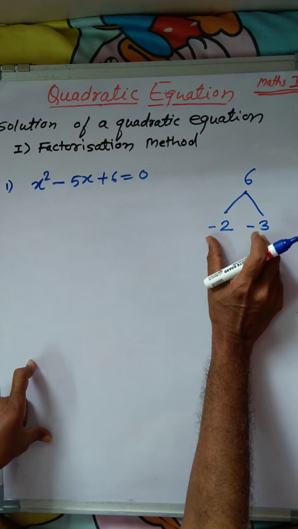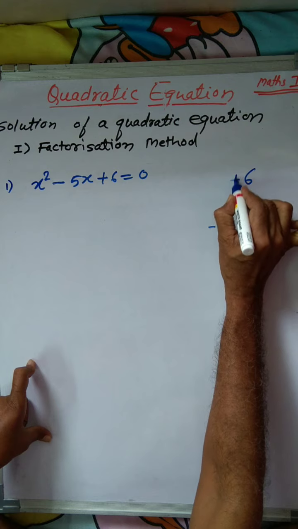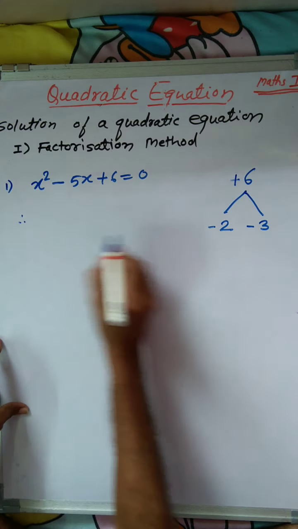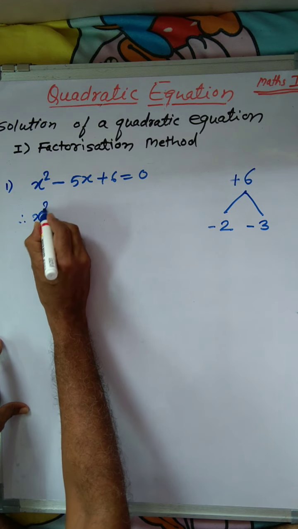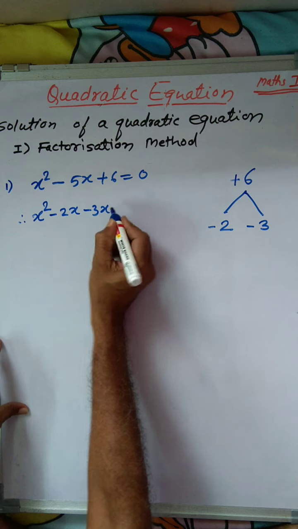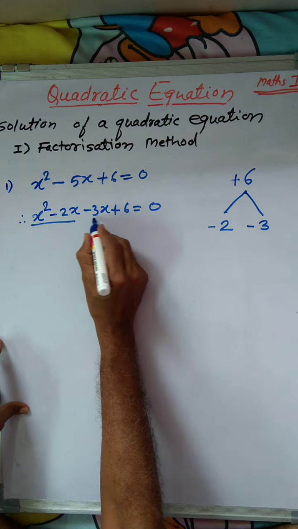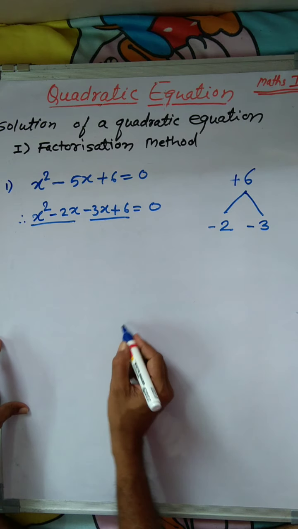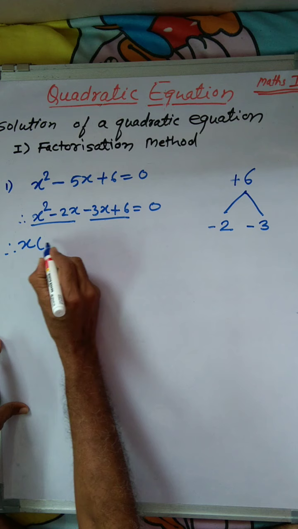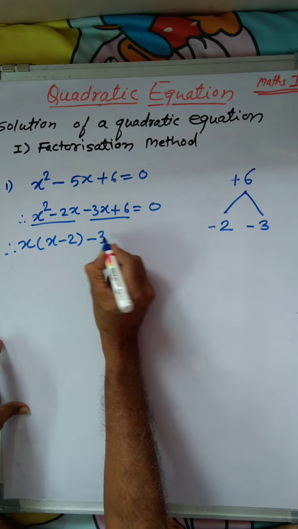The multiplication of these two, minus 2 into minus 3, is plus 6. That means the third term. And so we split the middle term in this manner. x square minus 2x minus 3x plus 6 is equal to 0. Now take two terms together and take common. We get x common, x minus 2, minus, here 3 gets common.